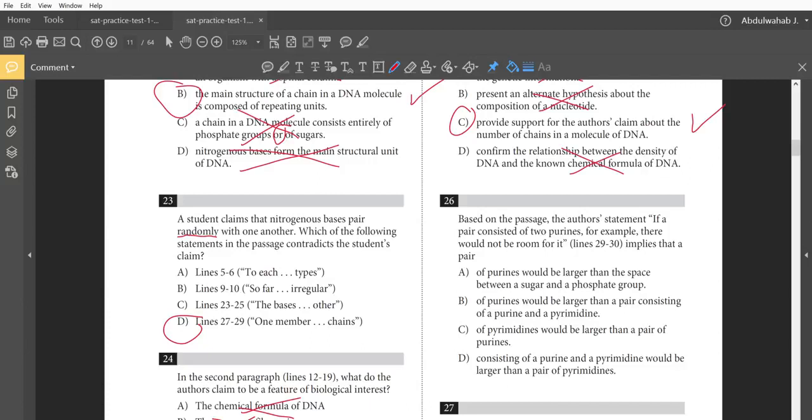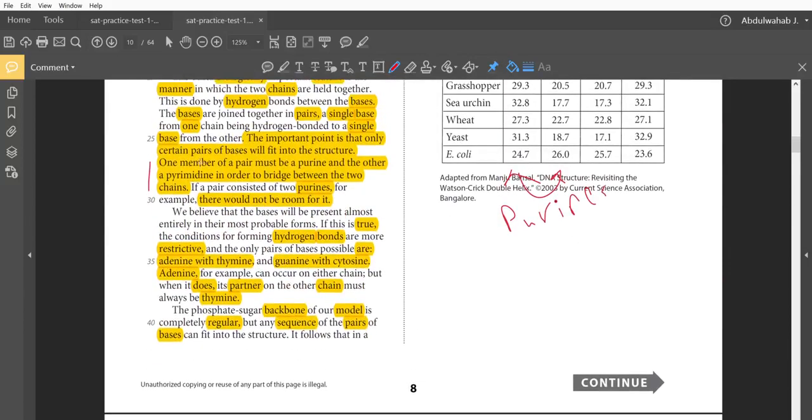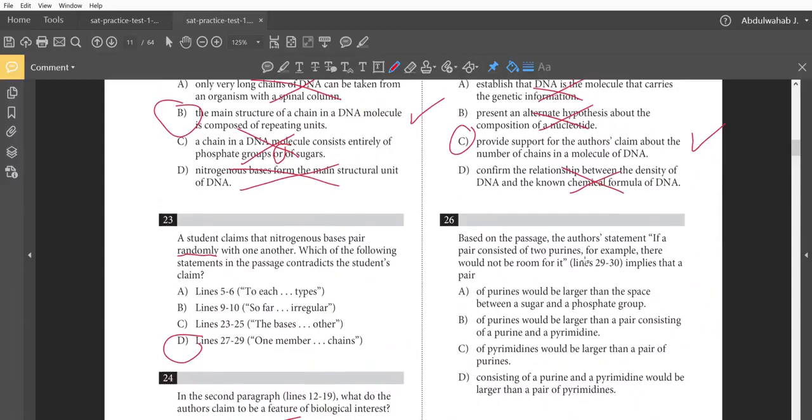Okay, so lots of names here, lots of confusion. So again, if you go back to this section, 29 to 30: one member of a pair must be a purine and the other a pyrimidine. If a pair consisted of 2 purines, there would be no room for it. So again, this implies that a pair of purines would be larger than the space between a sugar and the phosphate group. Not exactly, okay?